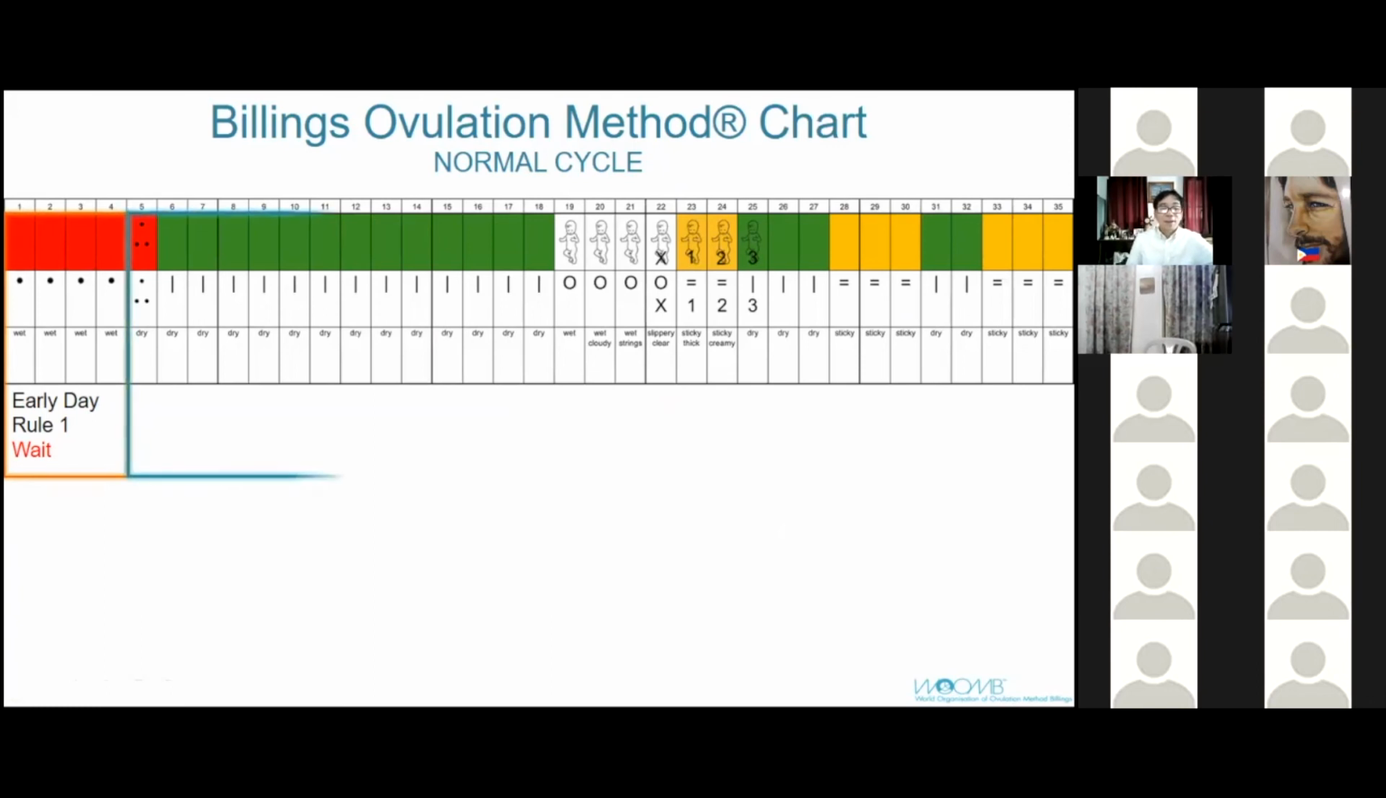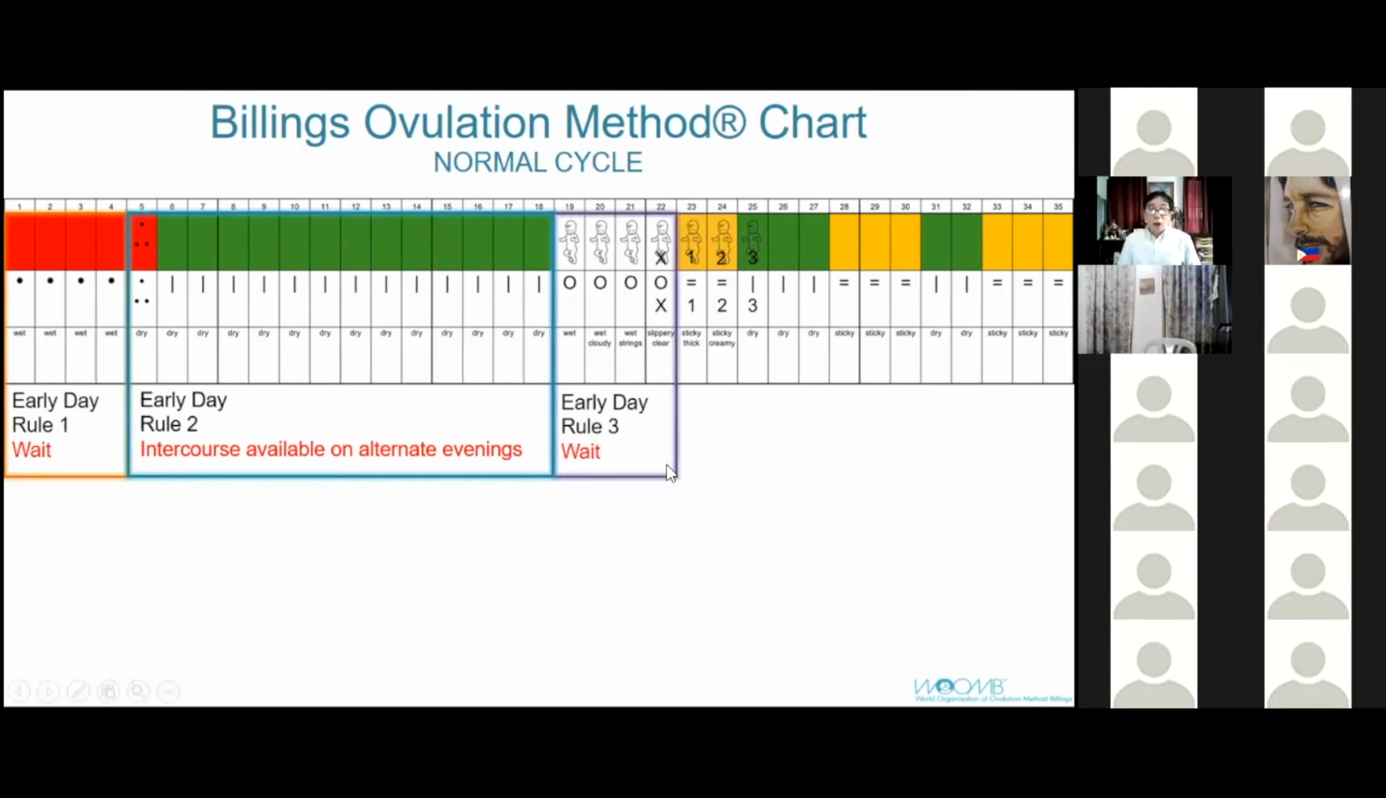Menstruation, day 1 to day 4. EDR1, day 5 until day 18, alternate evenings. A long number of days of BIP. And then you have the appearance of the mucus. The moment mucus appears, early day rule number 3, EDR3: avoid intercourse during the days of discharge or bleeding, which interrupts the basic infertile pattern. If there is a peak, allow 3 days of the luteal. On the 4th day, apply the peak rule.